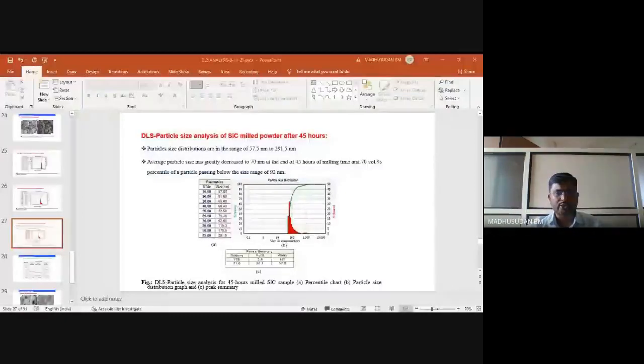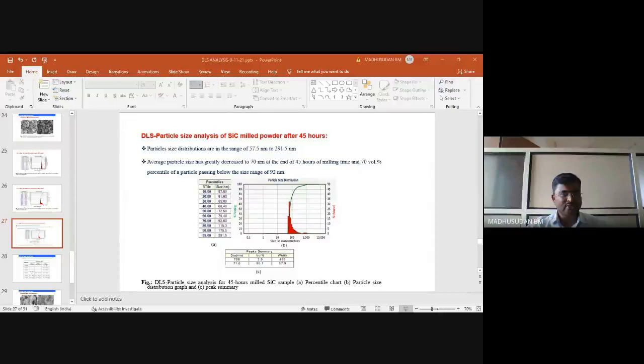In order to confirm this DLS test result, we have done another test, and actually we have conducted a DLS test for all 10, 20, 30, 40, up to 45 hours of milling. But here, for time constraints, I have not shown this. This is the size range between this. After every 10 hours, we have classified this particle size range as class A, B, C. The particles in the size range of 1 to 100 nanometer as class A, the particles in the size range of 101 to 200 nanometer as class B, and the particles above the size range of 200 nanometer as class C.